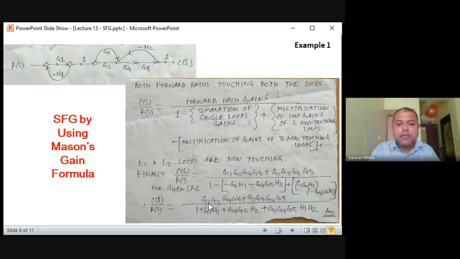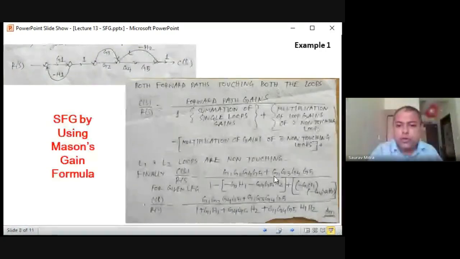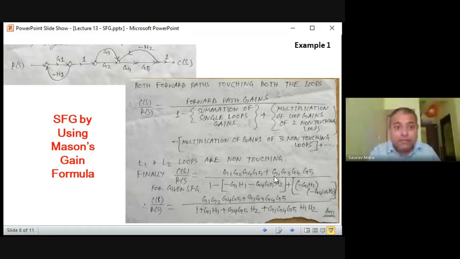Now you simplify it. So the numerator is G1 G2 G4 G5 plus G1 G3 G4 G5. Denominator, this minus you can bring out, so it will become 1 plus G1H1 plus G4 G5H2 plus multiplication of loop gains of these two loops. So this is G1 G4 G5H1H2. Finished. So in one shot, you can find out the transfer function of the whole system. So what is the numerator? Numerator is nothing but the addition of all the forward path gains. Here there are two forward paths, and forward paths are touching all the loops. So that's why there is no separate term coming here.